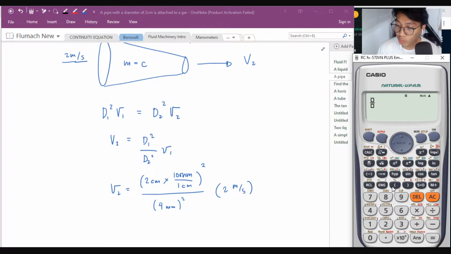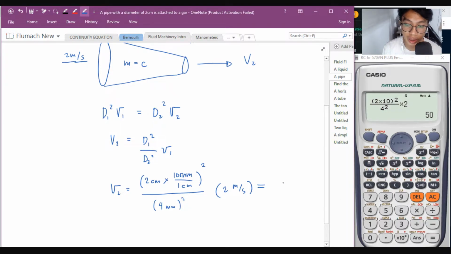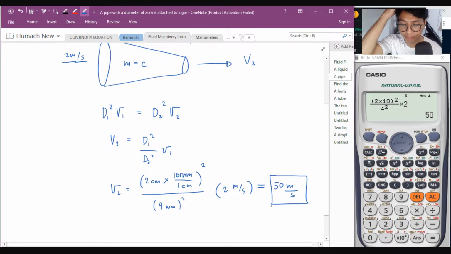So, 2 times 10 squared, tapos 4 squared times 2 meter per second. What will be the answer? So, that is 50 meter per second. Bumalik siya. Yan lang. Ganun lang kadali yun. Basic. Very basic.